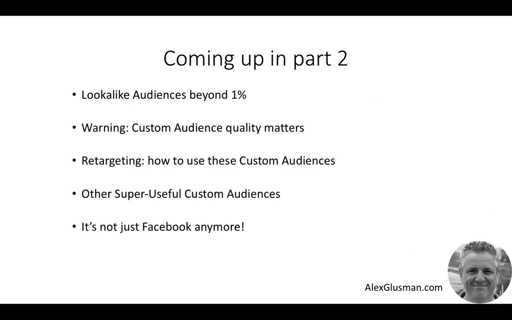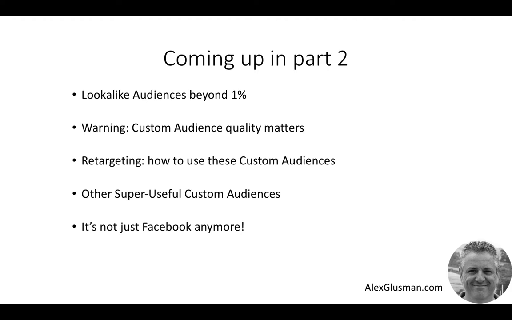In part 2, we're going to talk about lookalike audiences beyond 1%. We talked about that in part 1, and if you missed part 1, look for the link in the video description below. We're also going to talk about how the quality of the custom audience matters and how you should look after it. Otherwise, you're going to have problems that you don't want. We're also going to talk about retargeting and how to use these custom audiences. Although we've talked about retargeting a little bit, we only implied how to use it. We're going to talk about it in a bit more detail now.